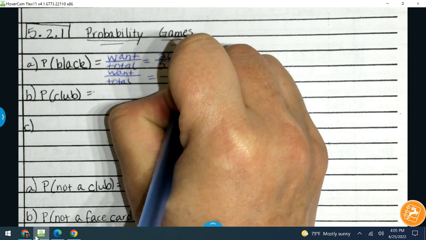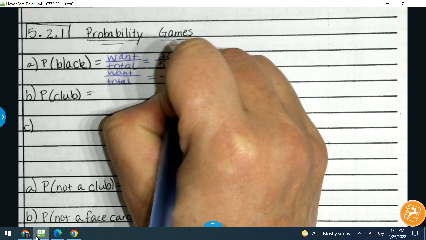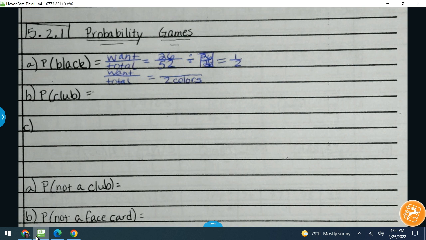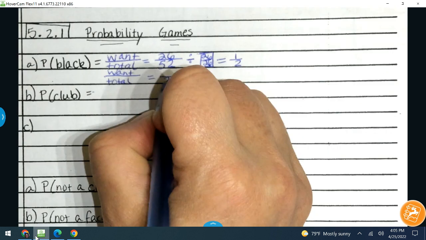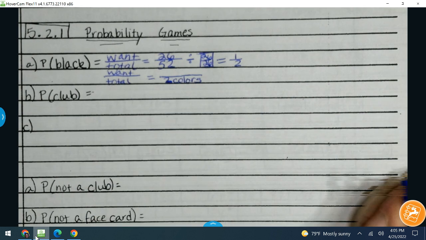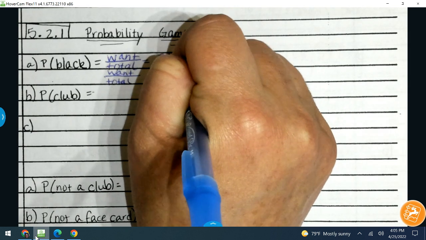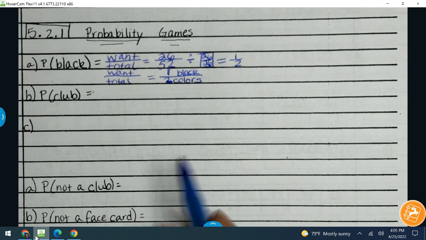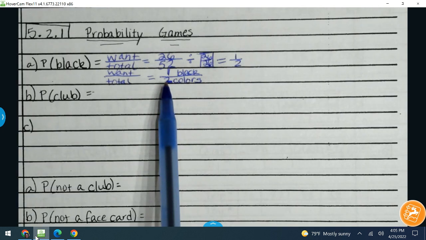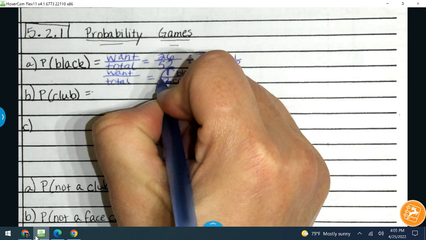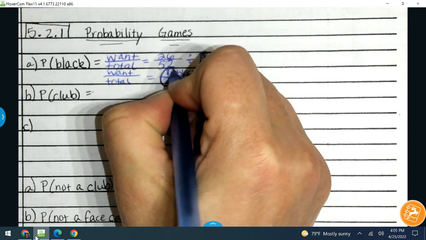So I have the total number of colors is 2 colors in the deck. And of those 2 colors, only one of them is black. So my probability is 1/2 right here without any division. I like that. I like it a lot. I don't want to divide unless I have to.